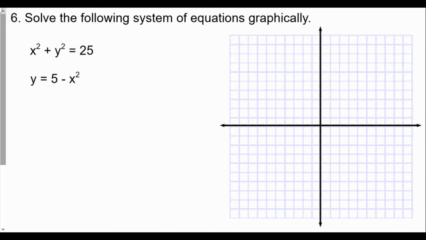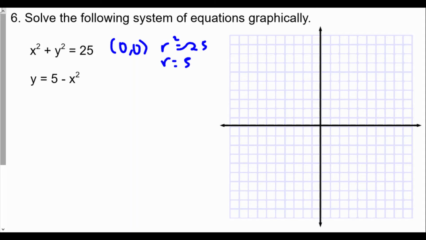So here we go, question number 6. Solve the following system of equations graphically. The first thing is that our center for this circle is going to be 0, 0. We know that for a fact. And r squared equals 25, so the radius of the circle is 5.